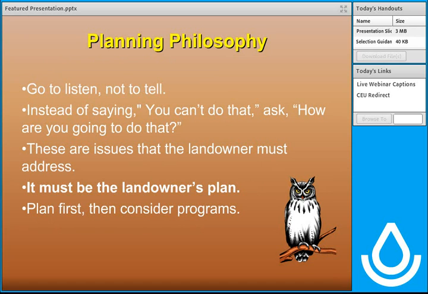When we're developing a plan or evaluating an existing waste management system, you must know where you're going in the process. Let the landowner tell you what's desired. We need to listen to the landowner and not tell the landowner. Ask probing questions. Put it back on the landowner. Help them think through the process. Remember, we are not the ones addressing the resource concerns. It is the landowner that's doing that. And it must be the landowner's plan. As I mentioned earlier, if it's not their plan, then it may not be implemented properly, or it may not be implemented at all.